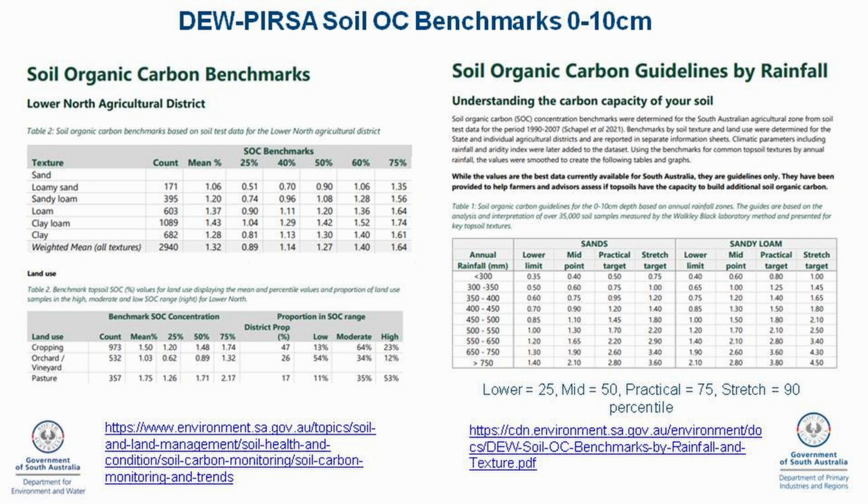The lower limit is at the 25th percentile, the midpoint is the 50th. The practical target is at the 75th, but in these ones we've included the stretch goal, which is the 90th percentile. So these are for those soils that are in between that 60 to 75th percentile that you think might have the opportunity to go a bit further, or you've got somebody who's invested and wants to go. That will give you that little bit more stretch.